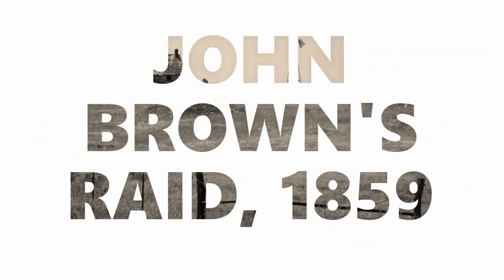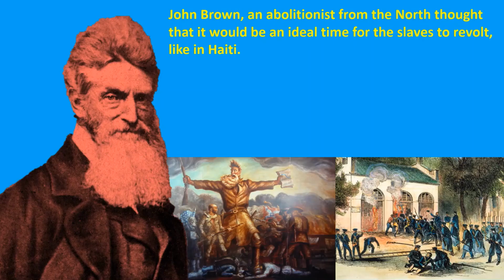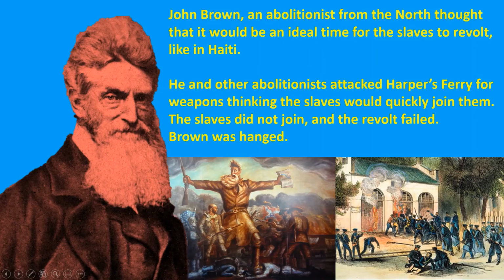John Brown's Raid, 1859. John Brown, an abolitionist from the North, thought it would be an ideal time for the slaves to revolt, like in Haiti. He and other abolitionists attacked Harper's Ferry for weapons, thinking that the slaves would quickly join them. The slaves did not join, and the revolt failed. Brown was hanged.